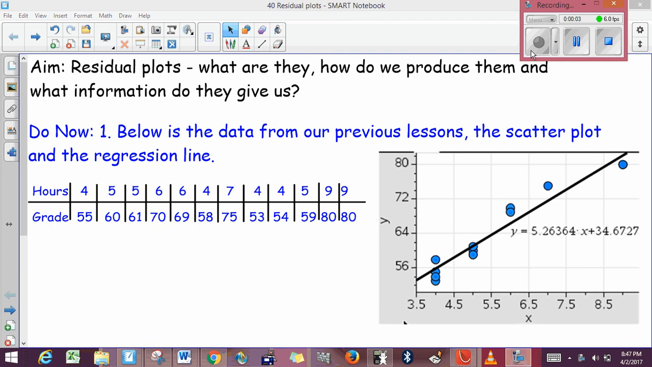Hello, everyone. Today we're going to learn about residual plots. It's the last plot we're going to learn about. So we're going to learn about what they are and how to produce them and what information they give us.